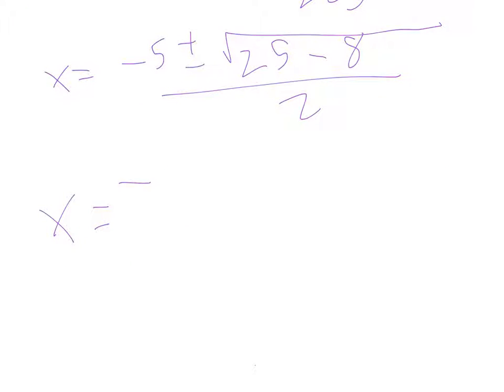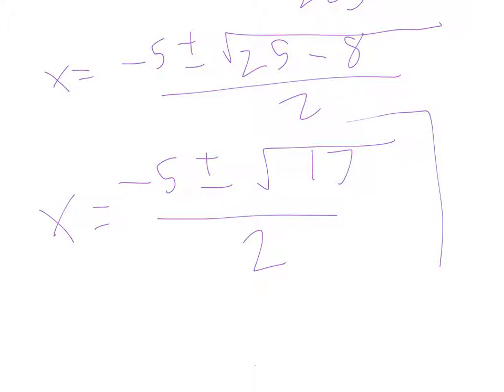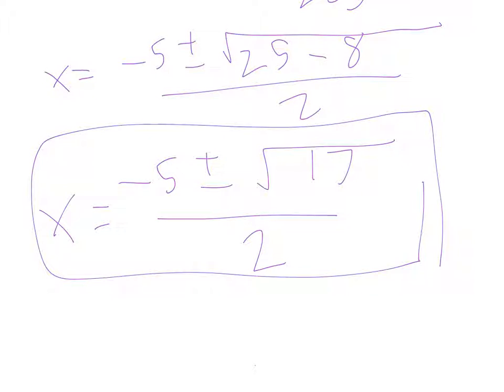So we can simplify this even further. x equals negative 5 plus or minus the square root of 25 minus 8, which is 17, all over 2. Now, since 17 I don't think simplifies any further, we can just leave it like this.